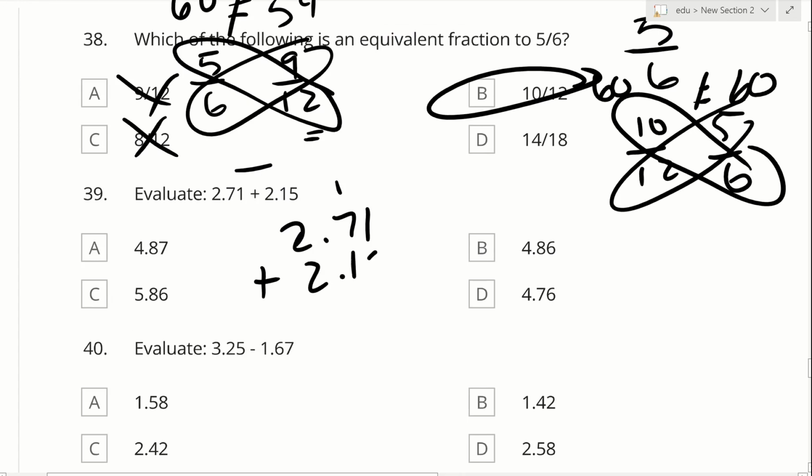2.71 plus 2.15. I add them together. 1 plus 5 is 6. 7 plus 1 is 8. 2 plus 2 is 4.